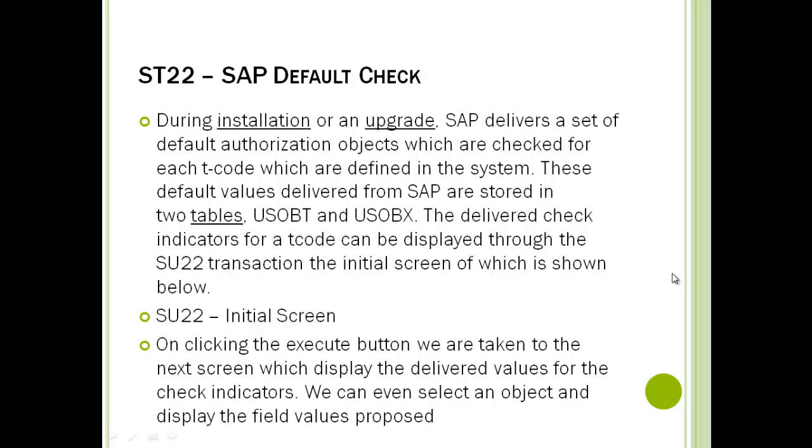So the next transaction code which we are going to see is SU22. This is for the SAP default check. It means that in SU24, whatever output we get is from the customer table. Once you change some values, that is what you get from SU24. Then let's say you wanted to check what the SAP standard proposed values are, then we can use SU22.